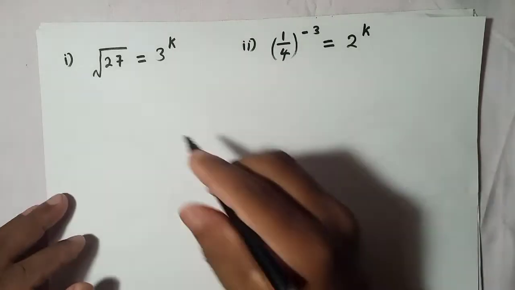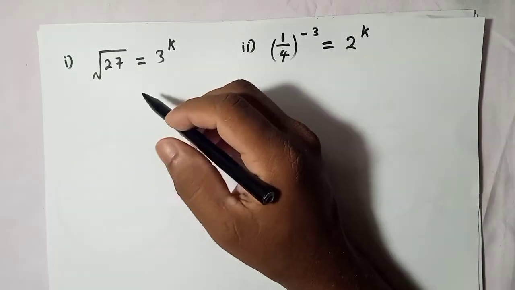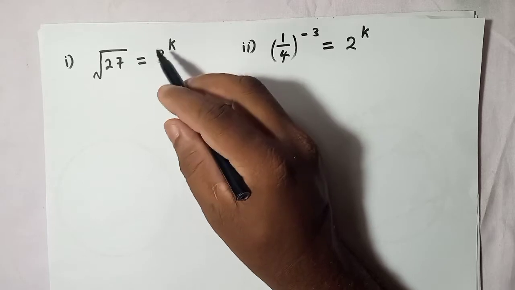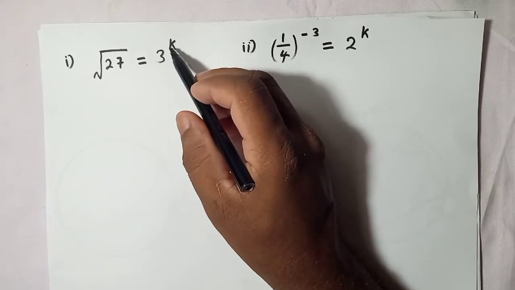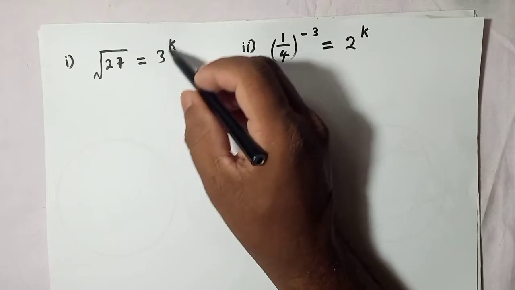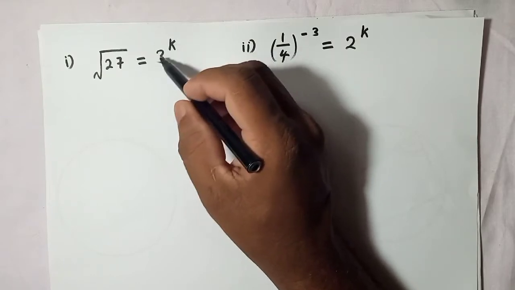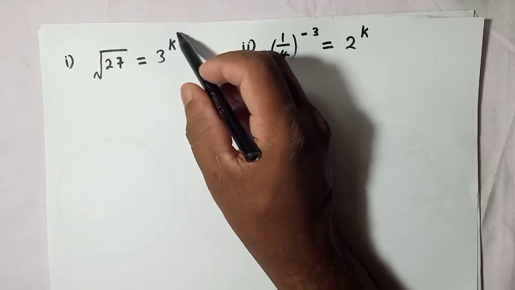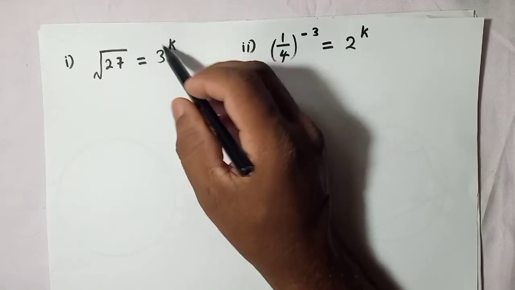Okay, look here, how we can solve this question. Now here we need to find k. What is the value of k, right? So in here you can see this is in index form. Now this has a power. That means here we have an index, right?